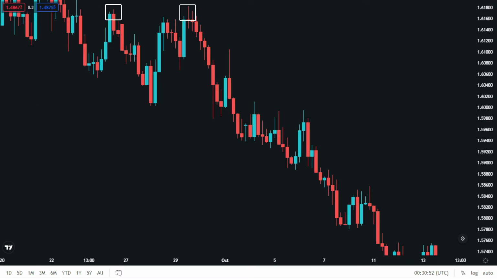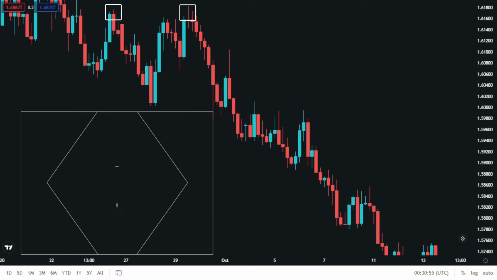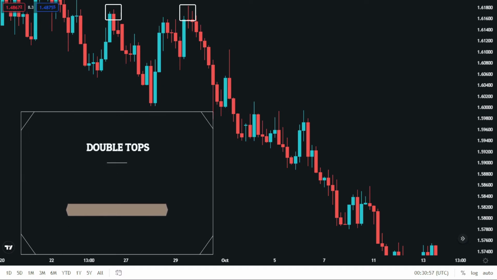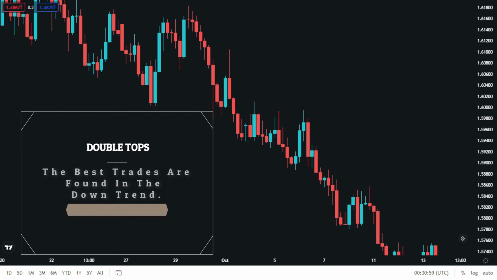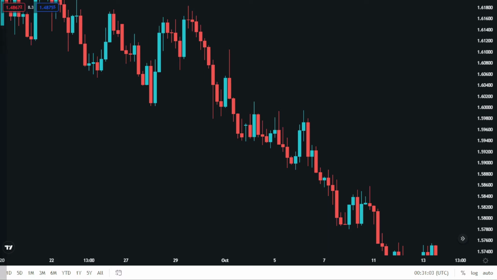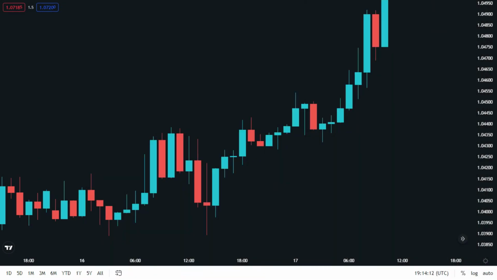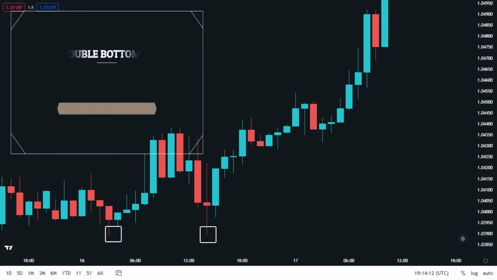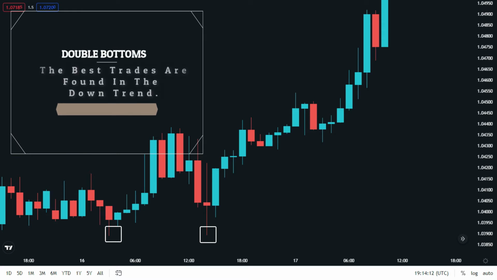An important rule that you should remember is that double tops are not as strong in an uptrend as they are in a downtrend, which means that we shouldn't trade against a strong uptrend. On the opposite side, we have the double bottom pattern, forming two lows at the same level. Again, the same rule applies. Double bottoms are not as strong in a downtrend as they are in an uptrend, so we shouldn't trade against a strong downtrend.